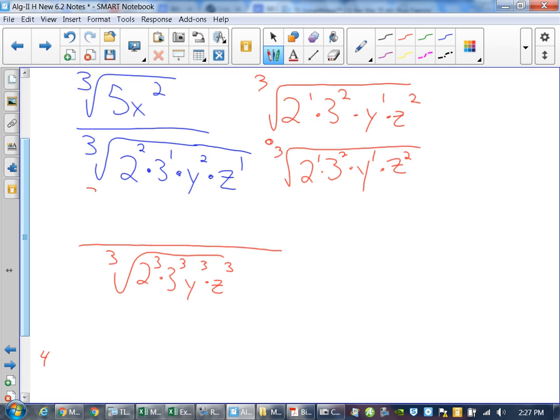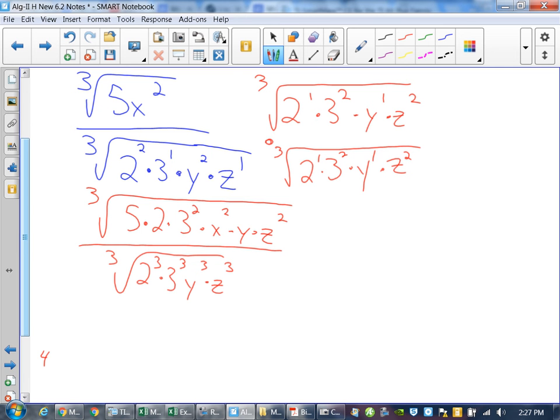Numerator, I get the cube root of a bunch of stuff being multiplied together: 5, 2, a 3 squared, an x squared, a y, and a z squared. All I'm doing is putting all my numbers first. So what's 5 times 2? What's 3 squared? So 10 times 9 is 90.